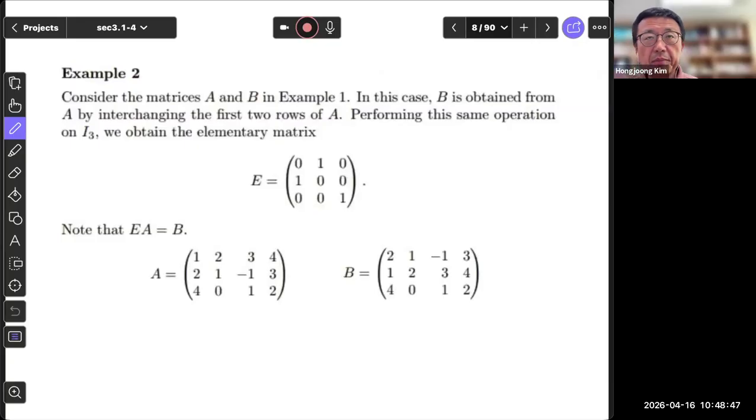So here is another example. Suppose that, as I said, this was already considered. From A, we obtain B by interchanging two rows. If I perform the same operation on the identity matrix, you get this elementary matrix E. So if you multiply E to A, you get the B matrix.